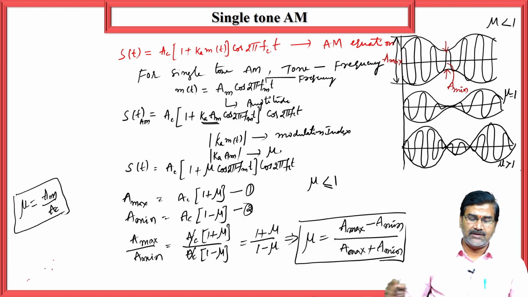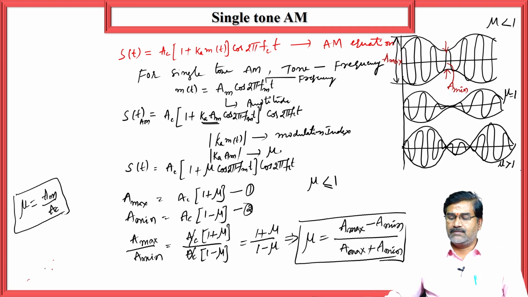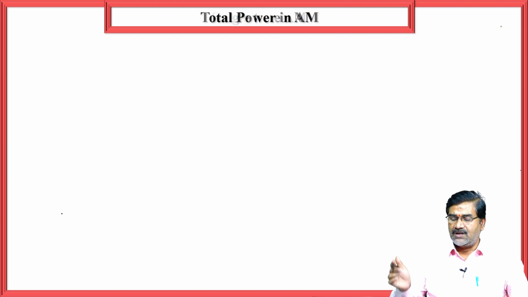So this is the derivation for the modulation index, where it is defined as the absolute maximum value of the k_a m(t), which can alternately be written as mu is equal to A max minus A minimum divided by A max plus A minimum. So now this is the time domain equation of the AM signal.